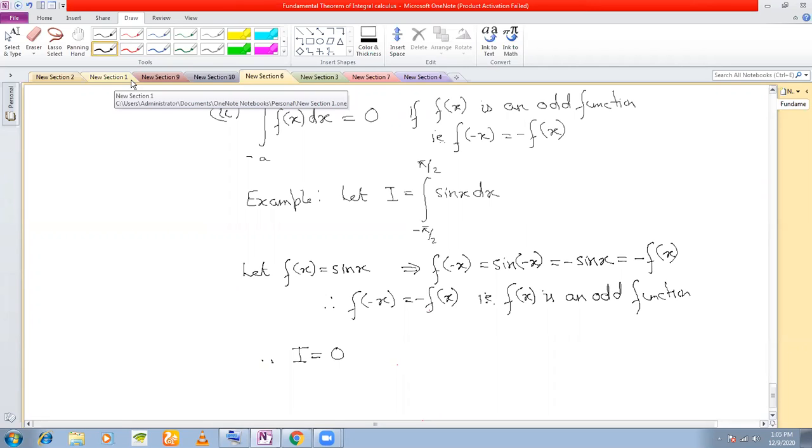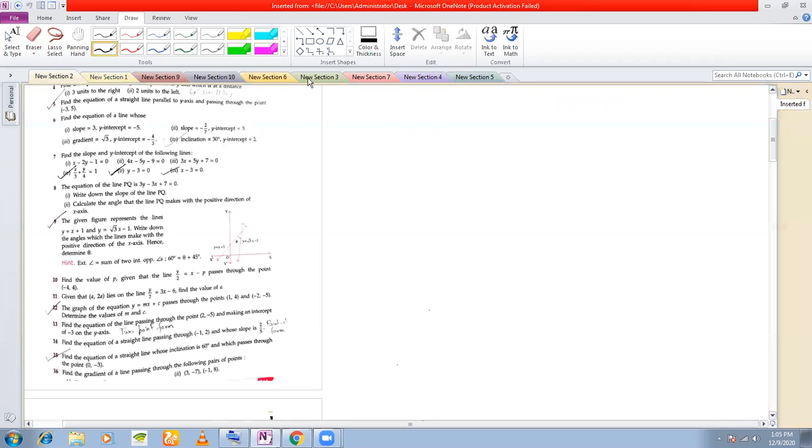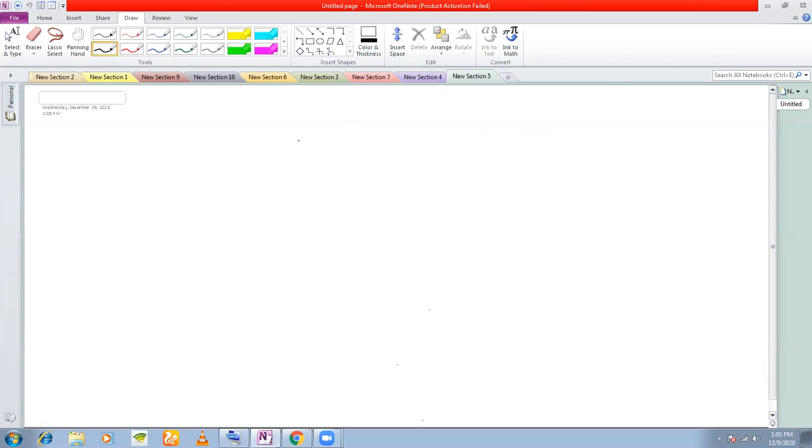Now I'm keeping this for your reference. I'm starting this on a fresh page here. So let me start with some of the basic sums from definite integrals. Let us say problem: evaluate this integral. Let I be equal to the integral from 0 to pi by 2.